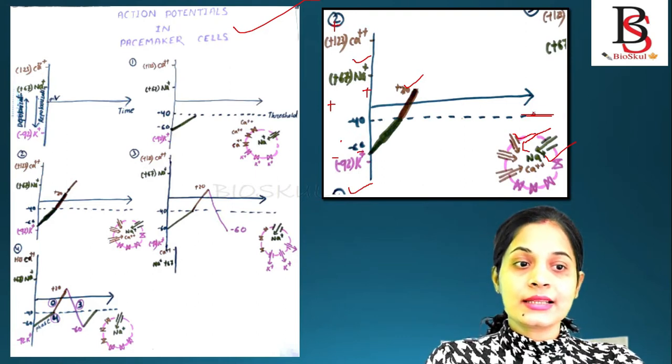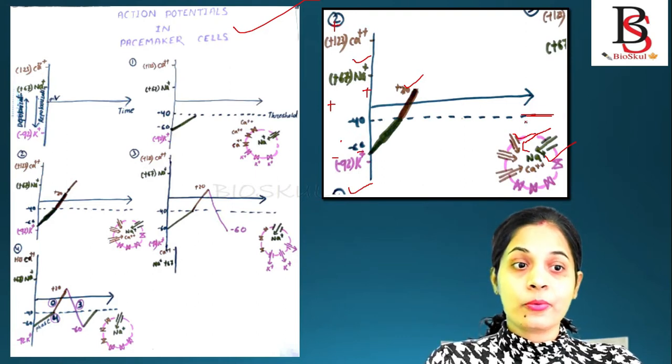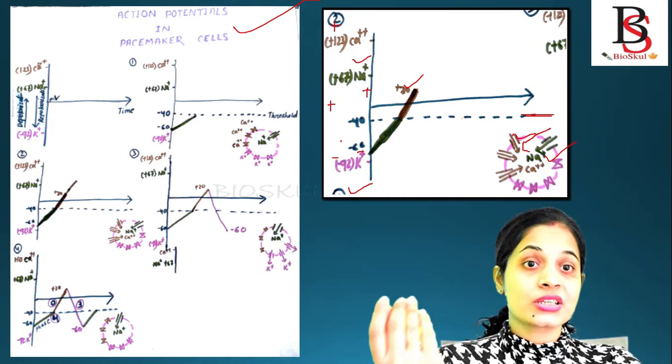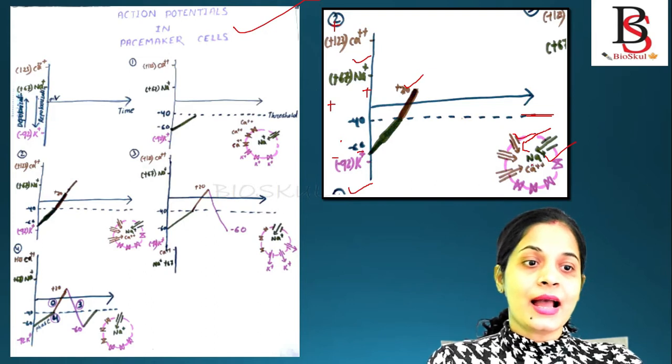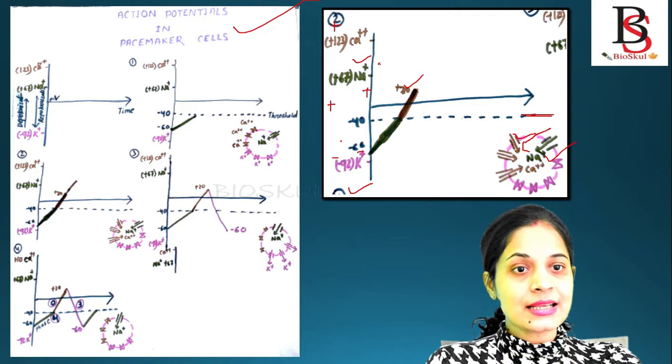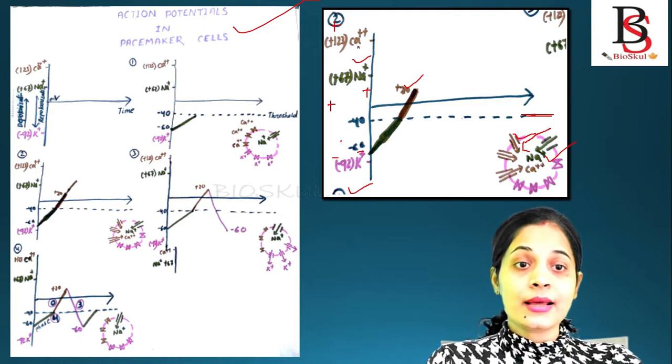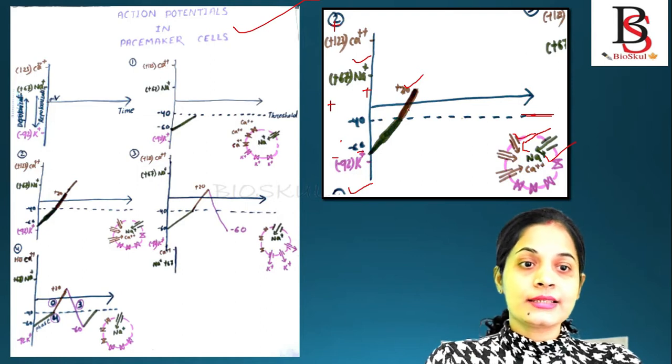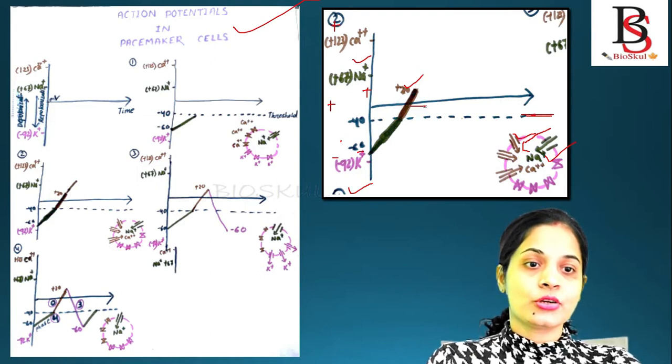When it reaches the threshold point, another channel, the calcium channel, which is closed initially, gets opened, and calcium ions flow inside the cell. The calcium ion's membrane potential, or voltage, is higher than that of sodium. It reaches its action potential. This one is the action potential, I am writing it as AP, and this one is the threshold point.